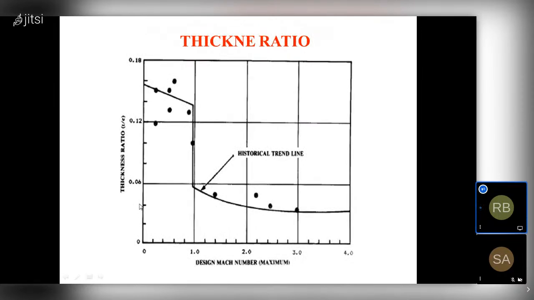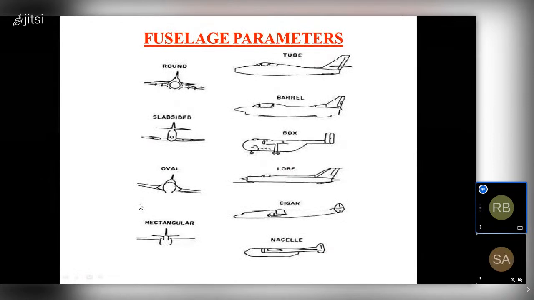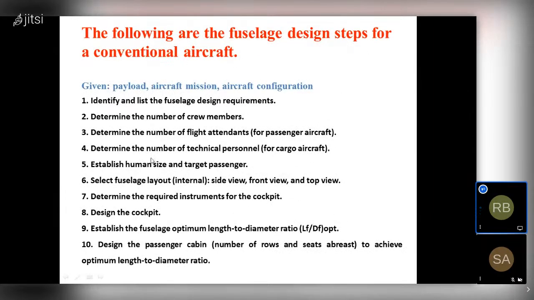And after the wing, we have also discussed the fuselage parameters. So like this we have different fuselage types, like rounded, slab sides, oval, rectangular to barrel box. So to design the fuselage, we have to calculate the geometrical parameters, the design parameters.